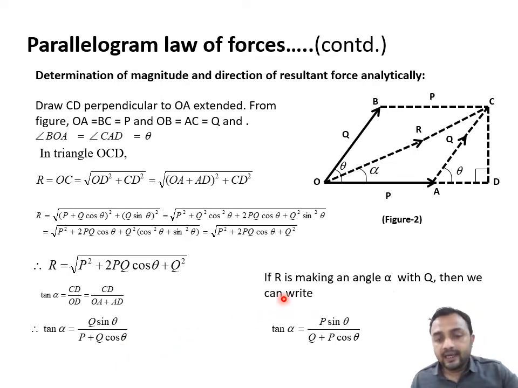And if R is making an angle alpha with Q, if this angle made by R is in this direction, that is, with the force Q, then what is the formula? Tan alpha is equal to P sin theta divided by Q plus P cos theta.